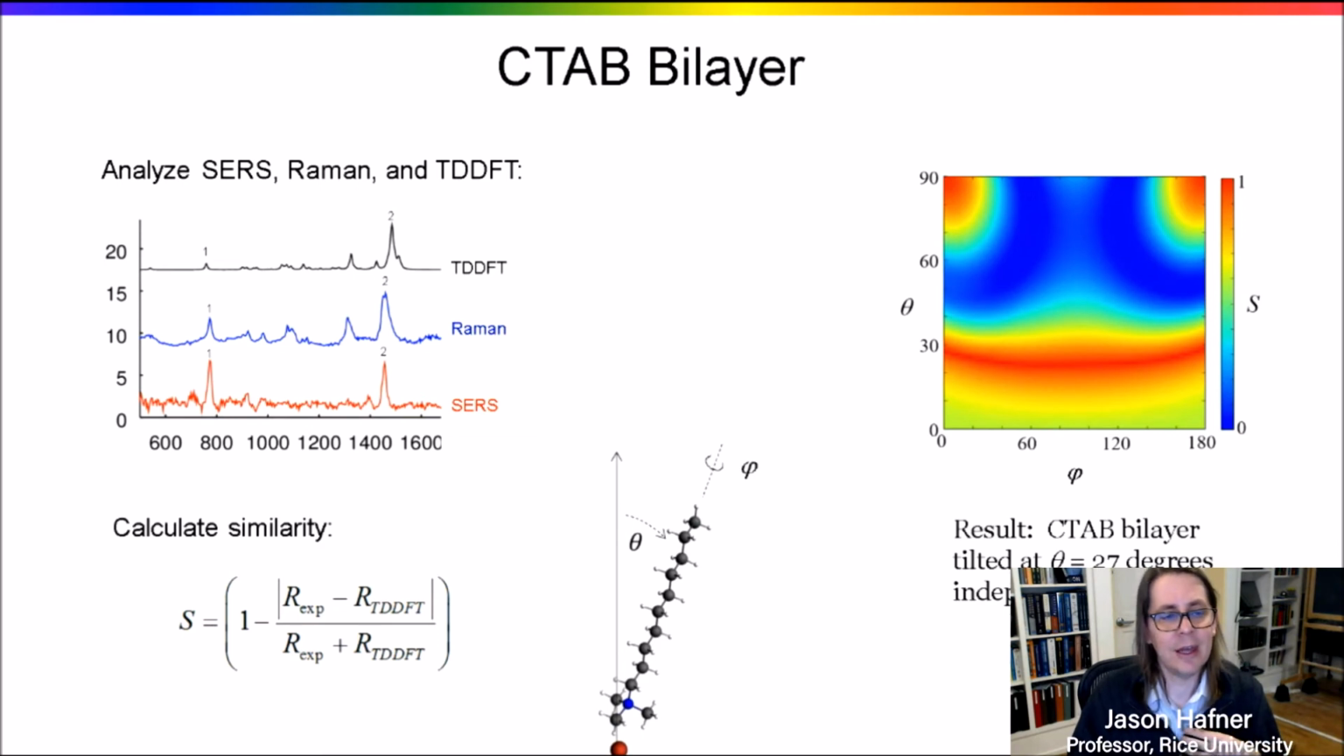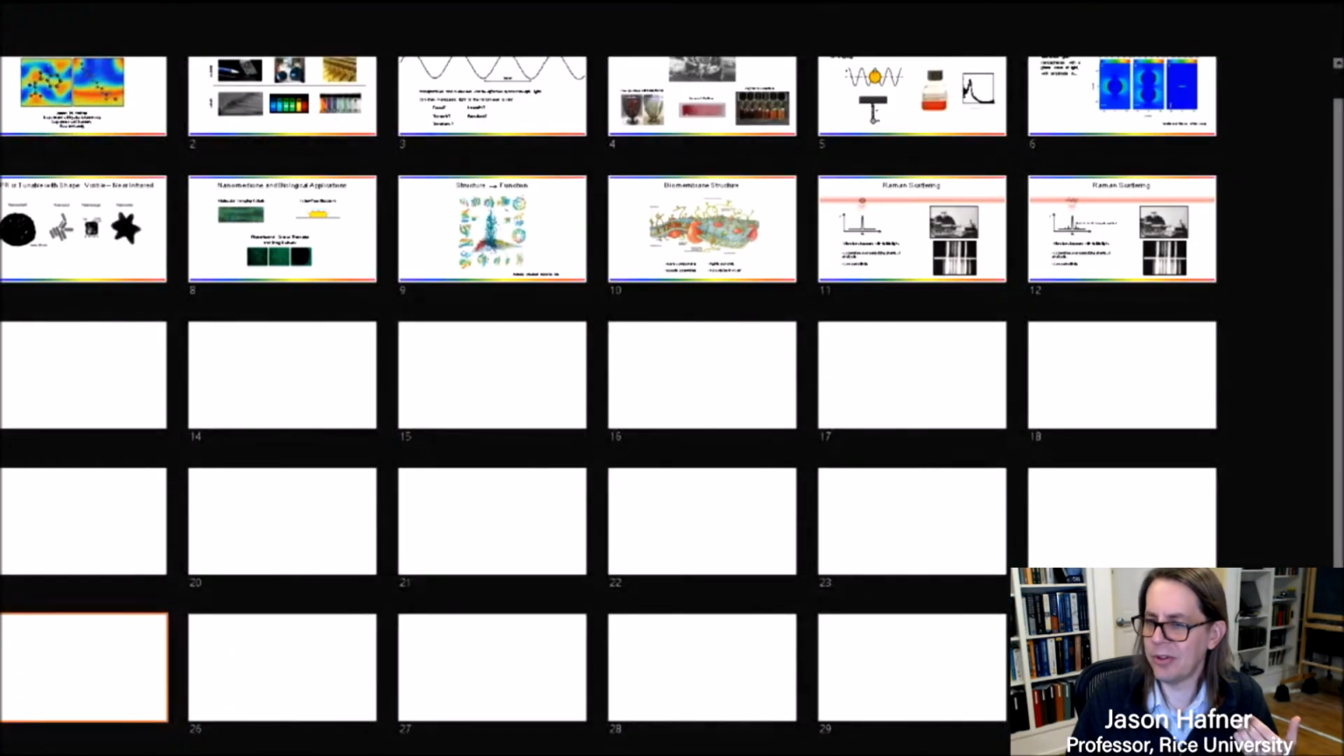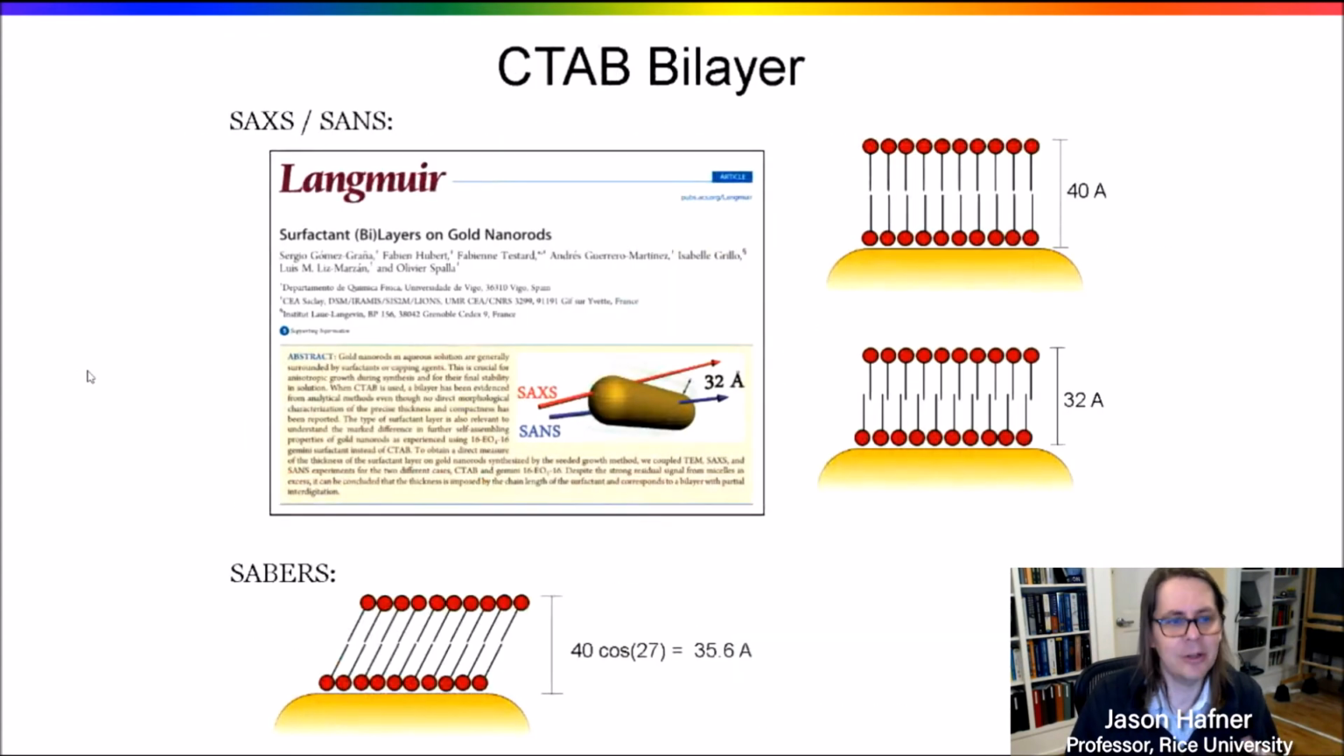So the next slide is just some other work on the CTAB layer by more traditional methods, small angle X-ray scattering and small angle neutron scattering. And they actually found it was a little thinner than they expected. So they said maybe instead of 40 angstroms, it's 32 angstroms. Maybe it's interdigitated. But our result actually is very consistent with that. We say, no, it's actually just tilted. The reason is that this method will just measure the thickness. So if you look at that thickness, it's really just that it's tilted. So our very first structure was in good agreement with other measurements, and actually, in my opinion, clarified them a little bit.